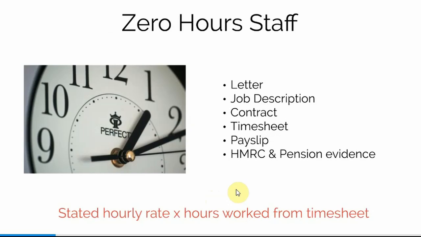0-hour staff members are also quite similar. We need the letter and job description. We also need the contract to detail what rate we should be reimbursing you at. They also need to supply a timesheet, payslip, HMRC and pension evidence. And as stated before, we work out their costs by using their stated hourly rate times the hours worked from the timesheet.